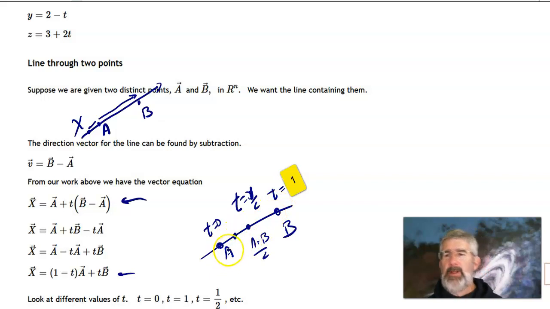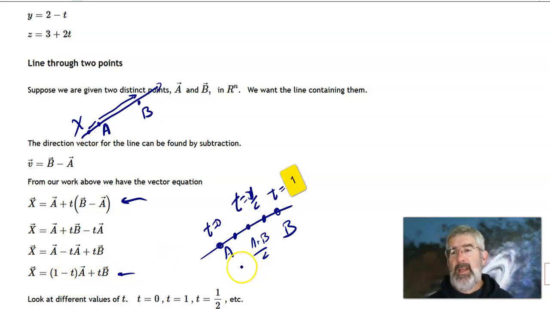It's closer to A because it's like a weighted average, right? You're counting A 3 times and B once, because it's 3/4 and 1/4, and you're dividing the whole thing by 4. So it's like you're taking the average of A and B, and you get closer to A by 3 to 1, right? So 1/4 of the way and 3/4 of the way. If you took 3/4 for t, then B would be multiplied by 3/4, and you get the point over here.